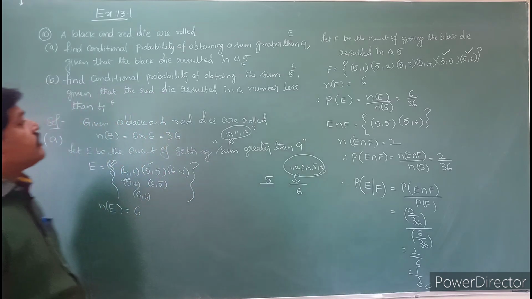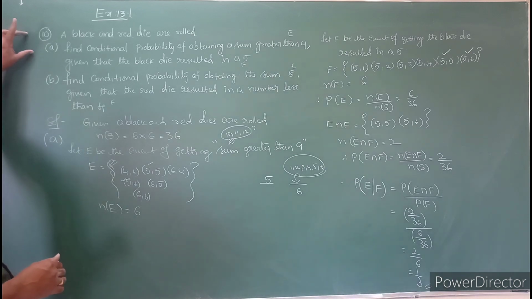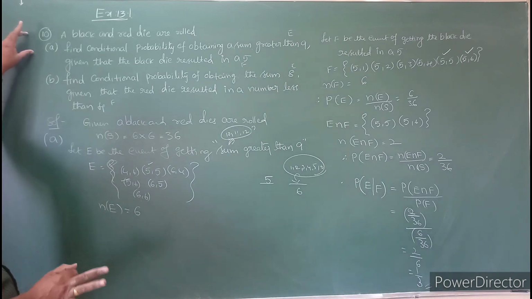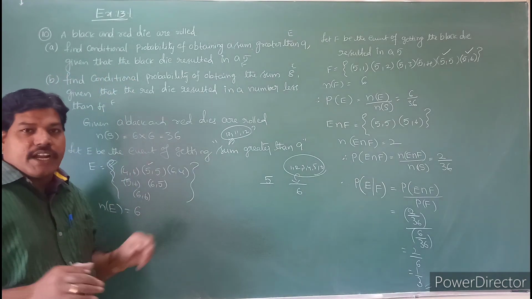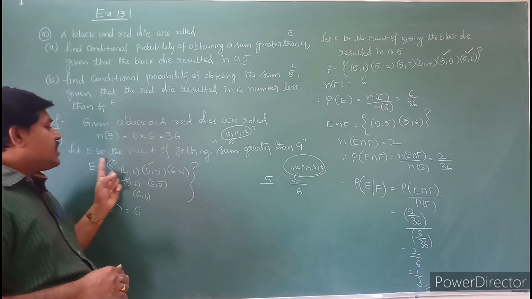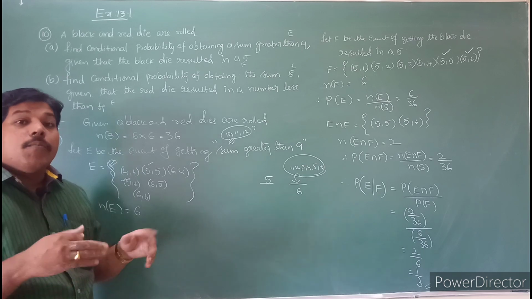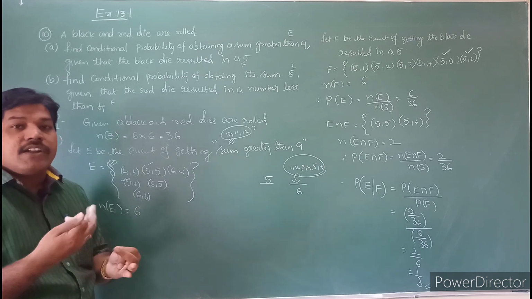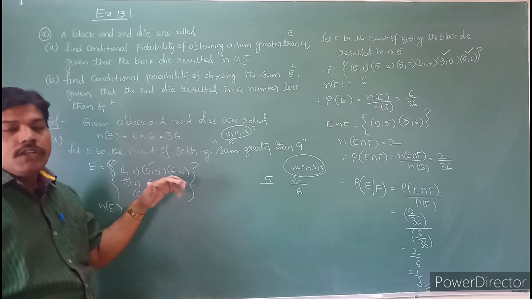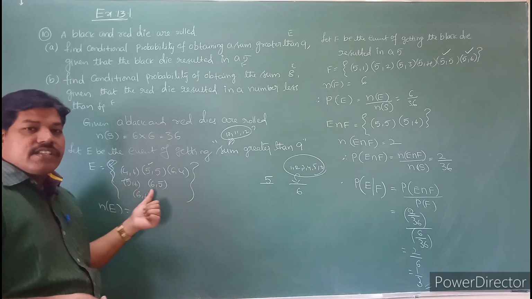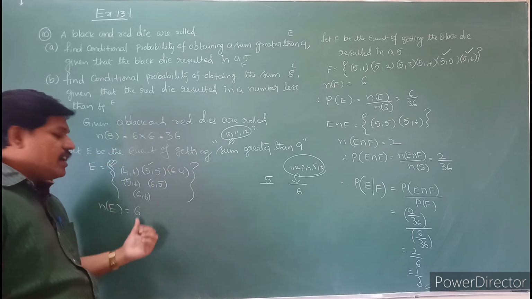See that question, students. First, they are giving that a black and a red die are rolled. So 2 dice are rolled. How many outcomes will you get? 6 into 6, 36 outcomes. What is E? E is the event of getting a sum greater than 9. That means the sum is 10, 11, or 12. For 10: 4 comma 6, 5 comma 5 and 6 comma 4. How to get 11? 5 comma 6 and 6 comma 5. How to get 12? 6 comma 6. So the number of outcomes here is 6 only.